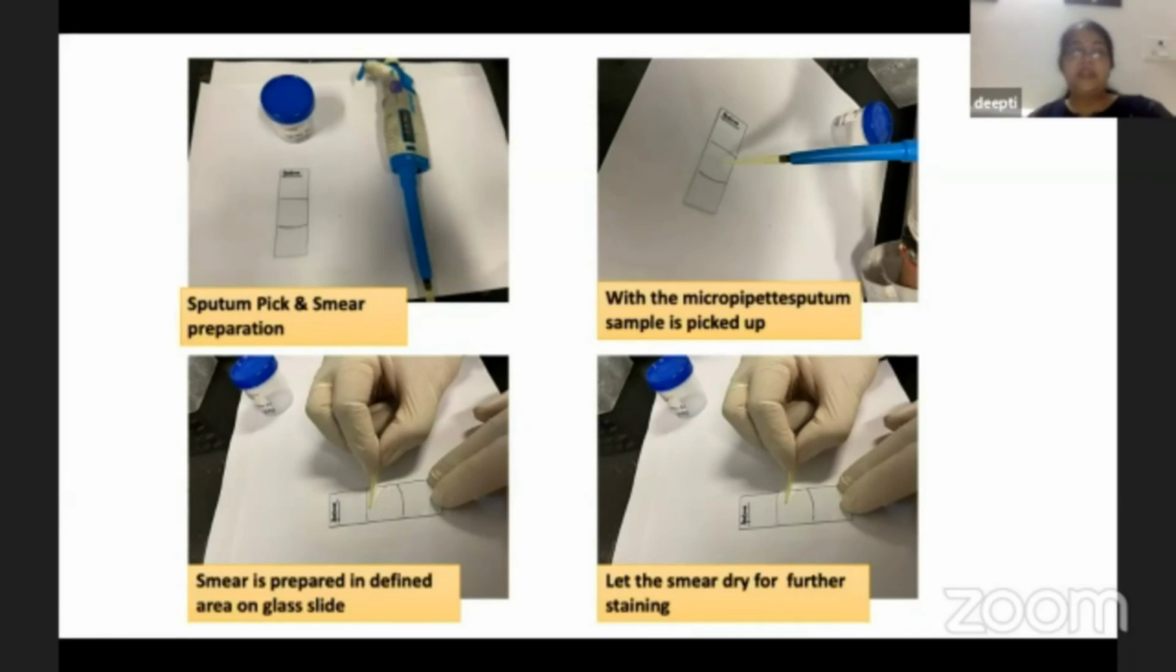Let the smear dry, and now when we saw the staining, what I saw were these cells. These are bronchial epithelial cells, they are very benign, no atypia, absolutely no atypia at all. And then we saw these structures. Now I can say that these are yeast-like structures and they are actually fungal organisms, because they had been stained by the MGG stain.